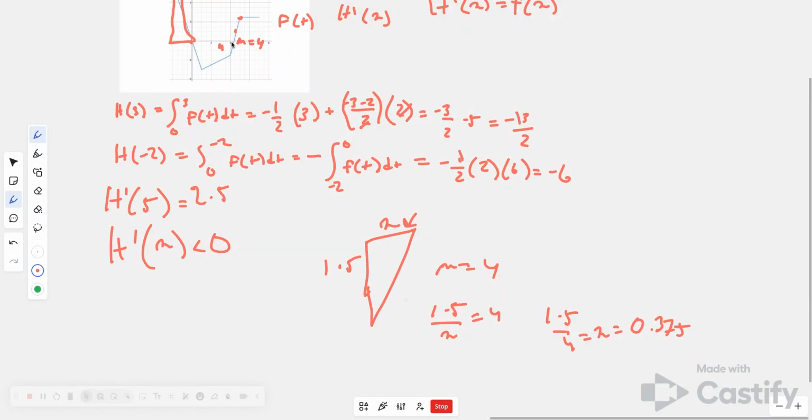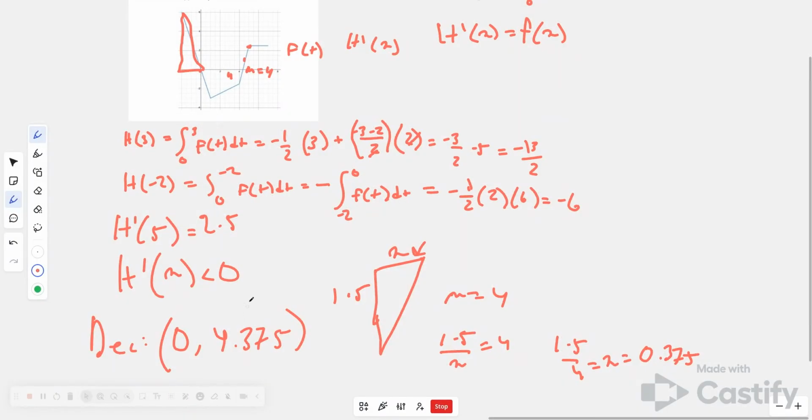So then we can add 4 to that. And then we get that the interval where it's decreasing is going to be from 0 to 4.375.